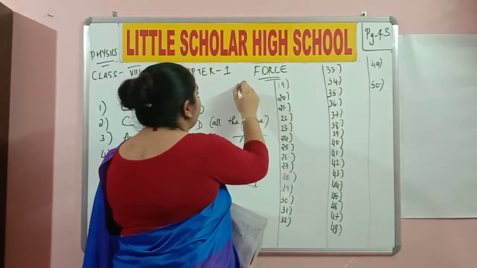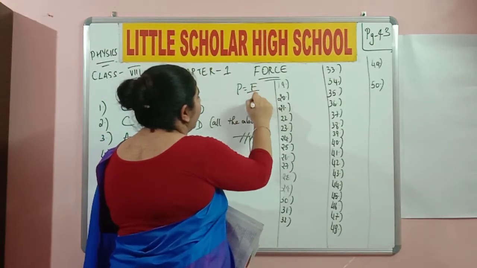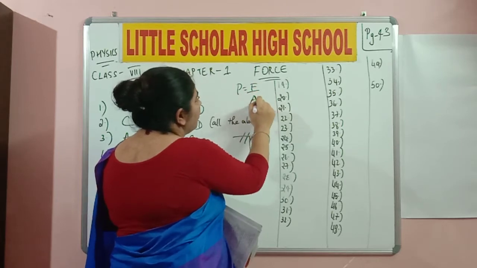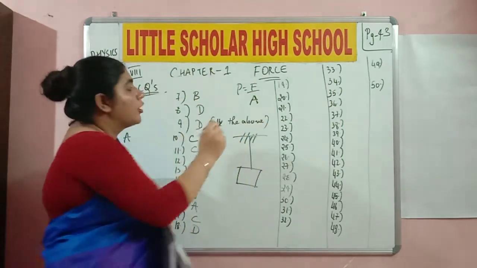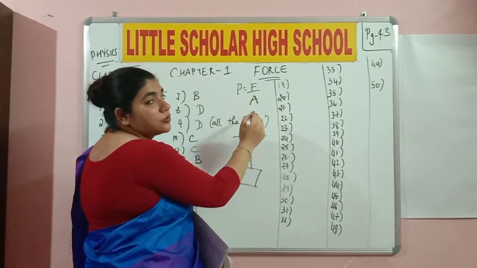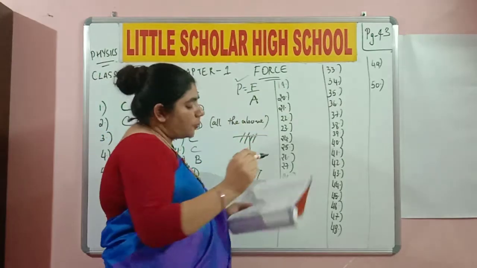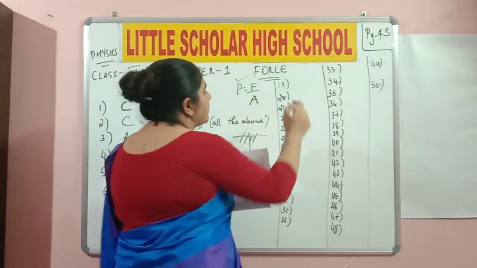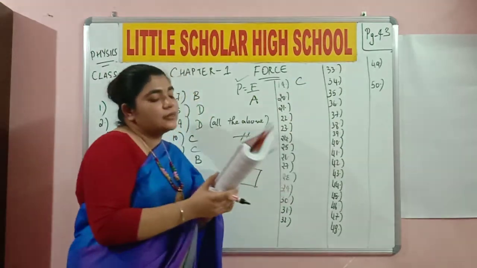What is the formula? P is equal to F by A. Force here is represented as F. Force acting on a unit area is called as what? Pressure. So which option should be marked, class? It is the C option, 19th one.